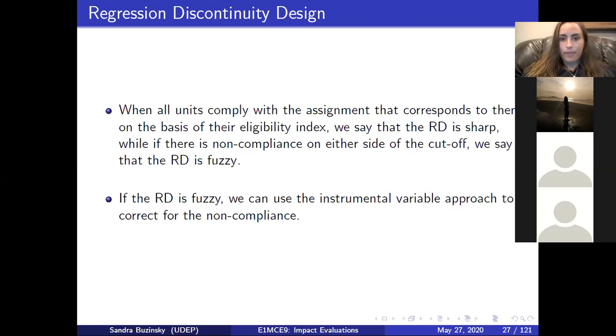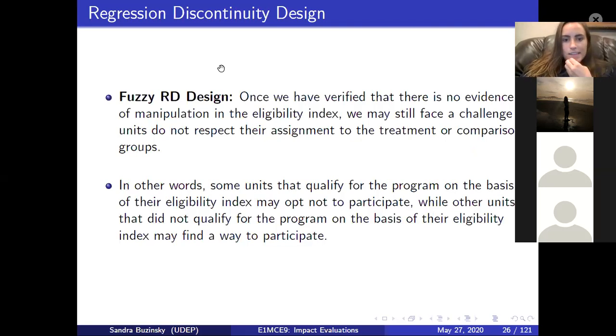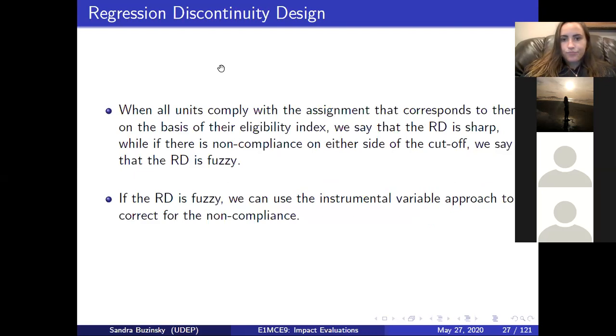No problem. Okay. So we just say that an RD is fuzzy if there's non-compliance on either side. So it can be on just the treatment side, just the control side, or both.